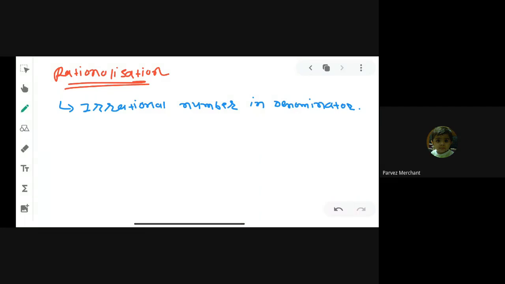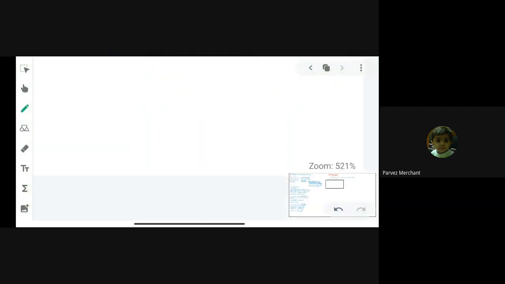What we have to do in rationalization? It is a very simple process. I am giving you an example. You can see here. For example, you are solving one question and you get the final answer as 1 upon root 5. Now we know that root 5 is an irrational number. Yes or no? But we have an irrational number in the denominator, so we have to do rationalization.